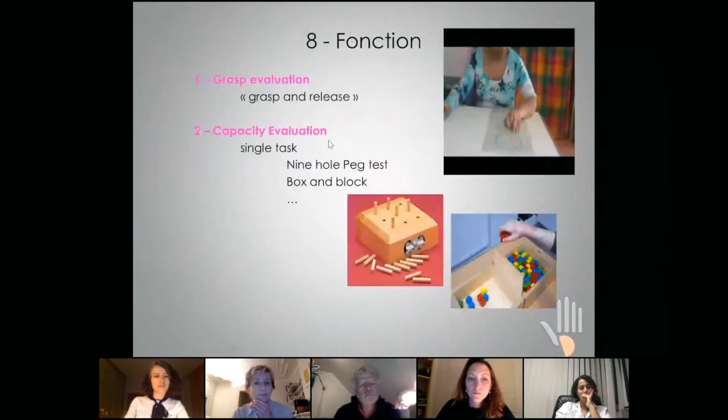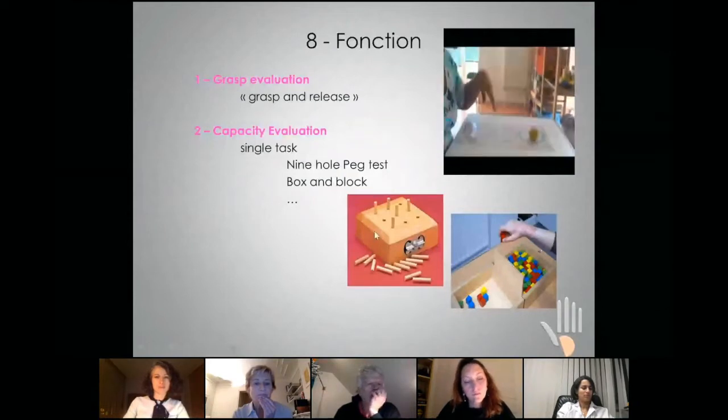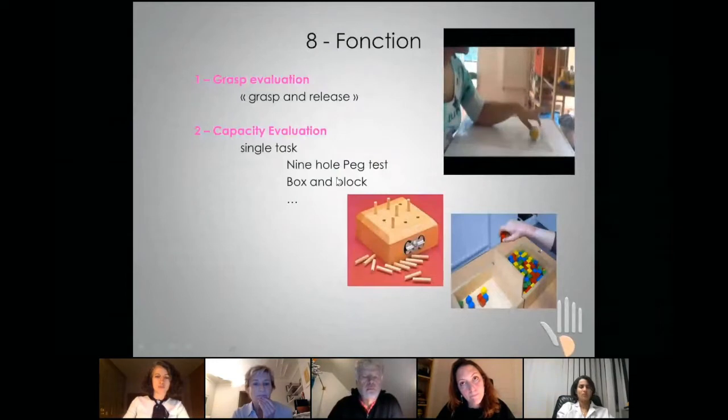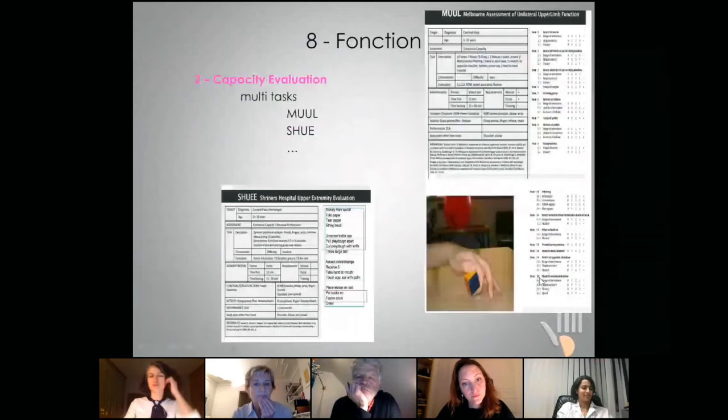Then we check the function with grasp evaluation. Here you can see the grasp and release. The capacity evaluation is done with the 9-hole peg test, which is this test, where the patient has to put all the pegs in and remove them, and we check in 1 minute how many he is able to do. In the box and block test, the patient has to move the blocks to the other side, and we check in 1 minute how many he is able to do.